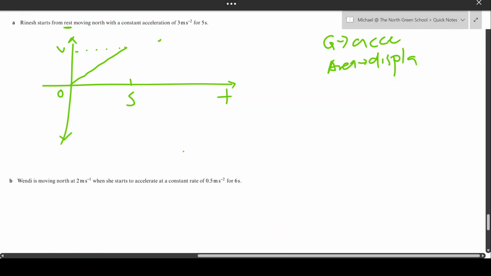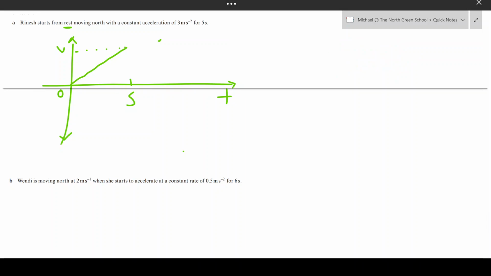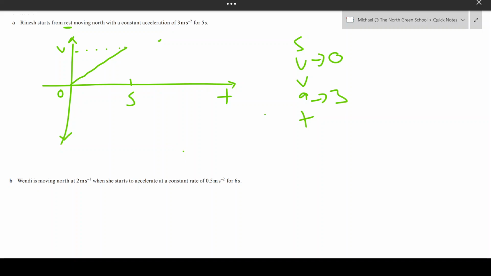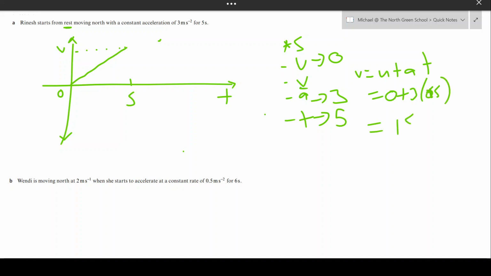For this, we're going to use the Suvat formulas, just like we've done before. The initial velocity is 0, the acceleration is 3, and the time taken is 5. And we want to find the velocity. So we need a formula that does not have the s, that only has these 4 things. What formula is that? V equals u plus at, which is 0 plus 3 times 5, which is 15. So the final velocity there is 15, at the end of the 5 seconds. And that's what this graph would look like.